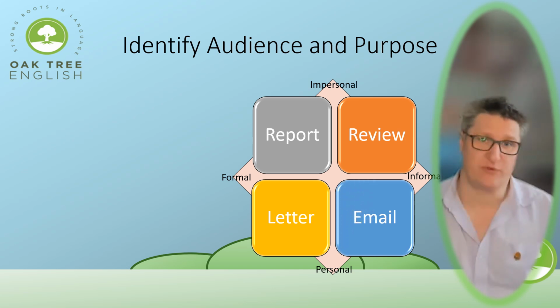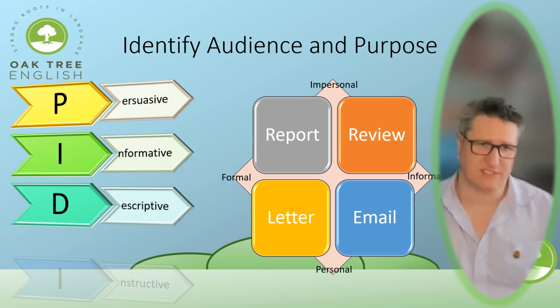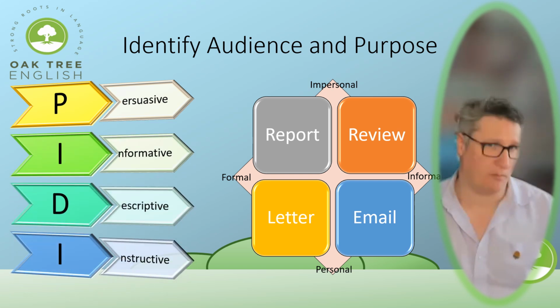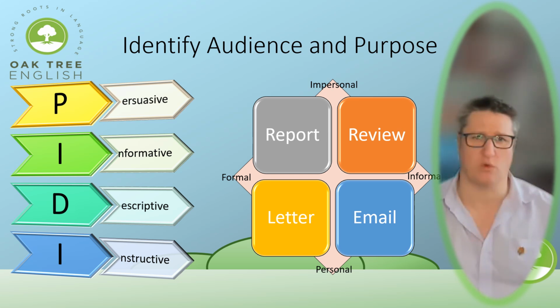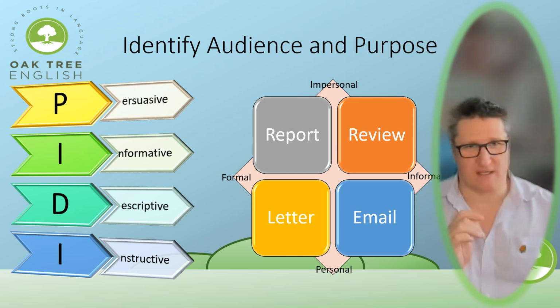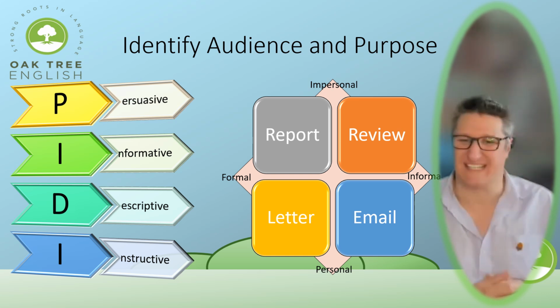The purpose of the text will fall into one of 4 rough groups: persuasive, informative, descriptive, or instructive, or PIDI for short. Persuasive would include any advertising material. Informative would be something that gives information, such as a health and safety poster at work. Descriptive texts describe, such as a guidebook for an art gallery. Instructive is almost anything published by IKEA, instructing people how to put their shoe rack together.